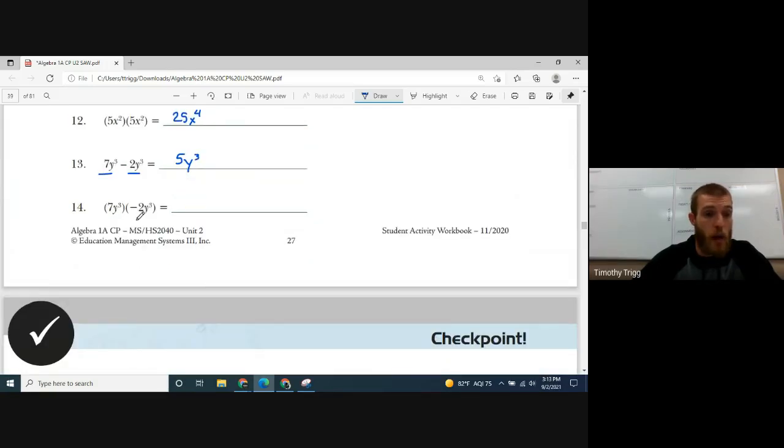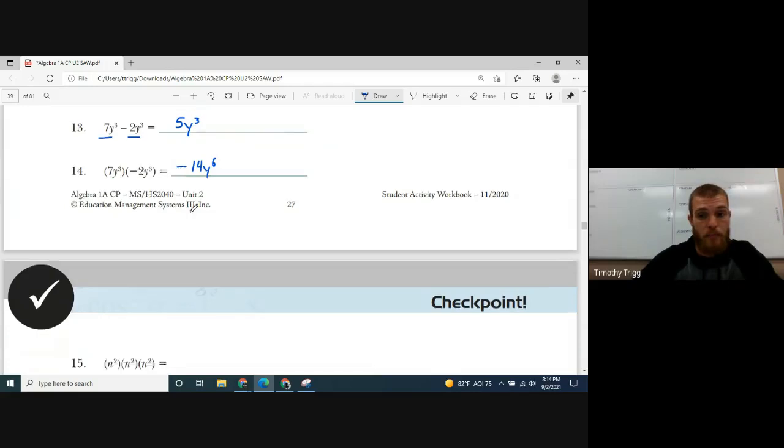Let's multiply them as well. A positive times a negative, well, that's negative. Hopefully you remember that from last unit. And then we add those powers. So that's going to be, well, multiply the coefficients, that's 14. And then y to the power of 6, adding the powers.